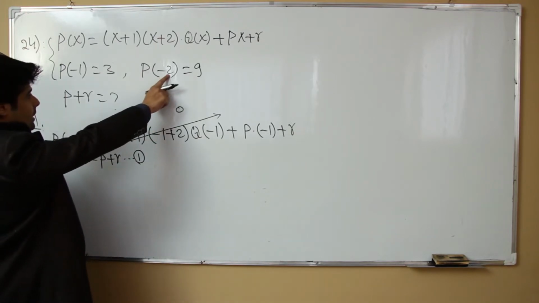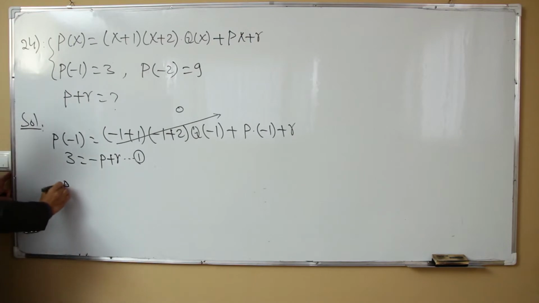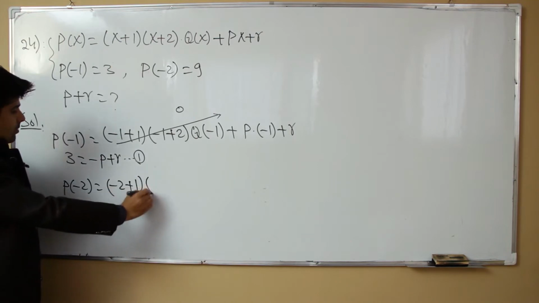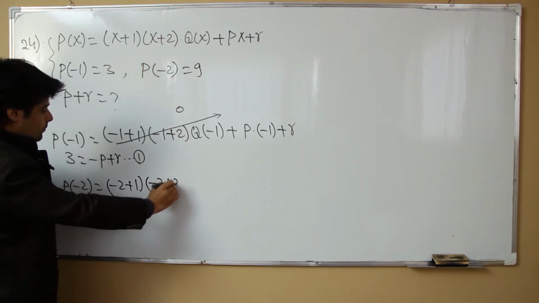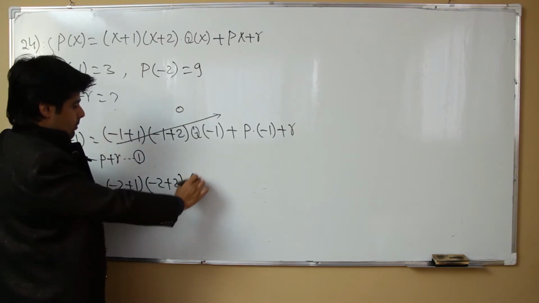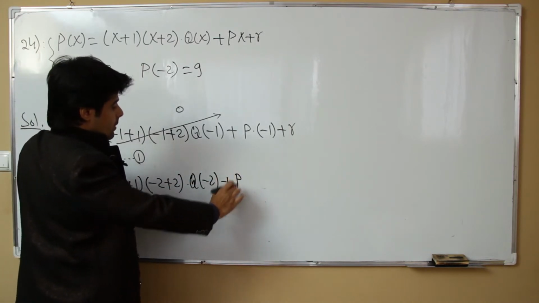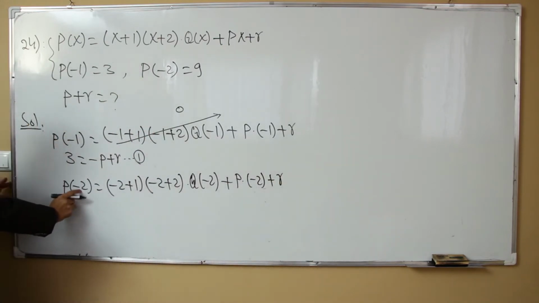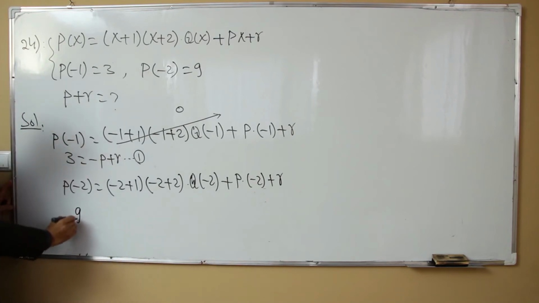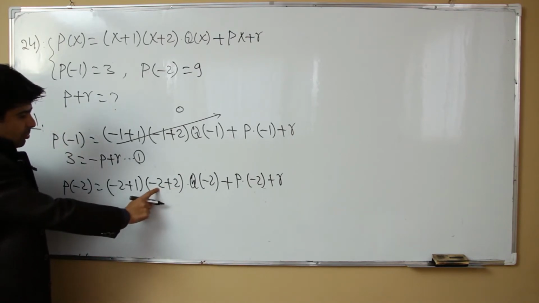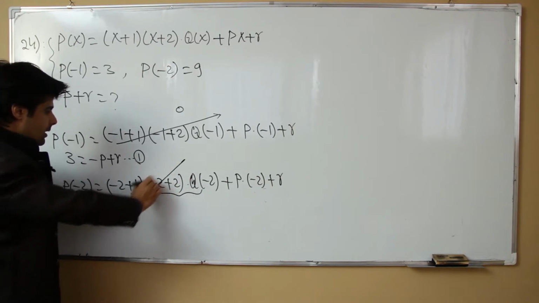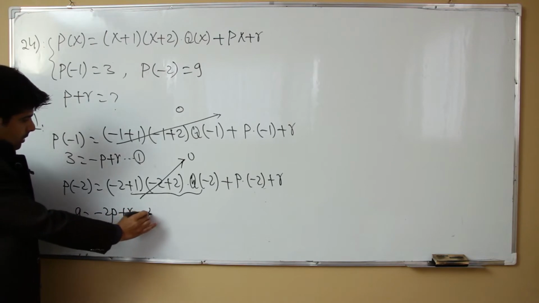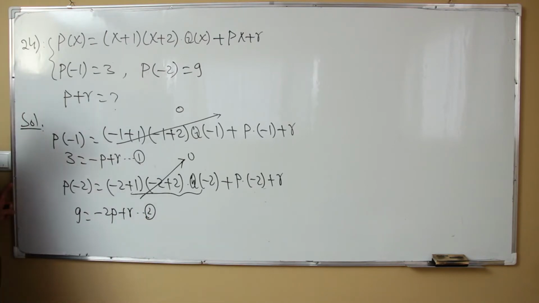Once again you have to put minus 2 instead of x, so you will find P(-2) is equal to (-2 plus 1) times (-2 plus 2) times q(-2) plus p instead of x, minus 2, plus r. Now P(-2) is 9. So minus 2 plus 2 is 0. 0 times this one, I think it is 0. So minus 2p plus r. Here we have another two variable equation.